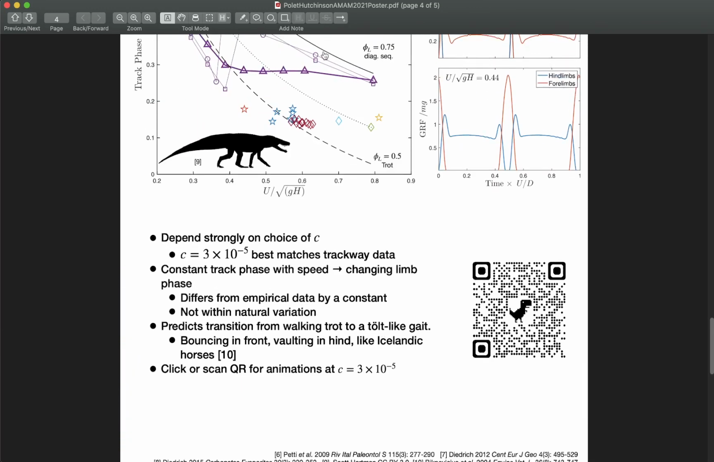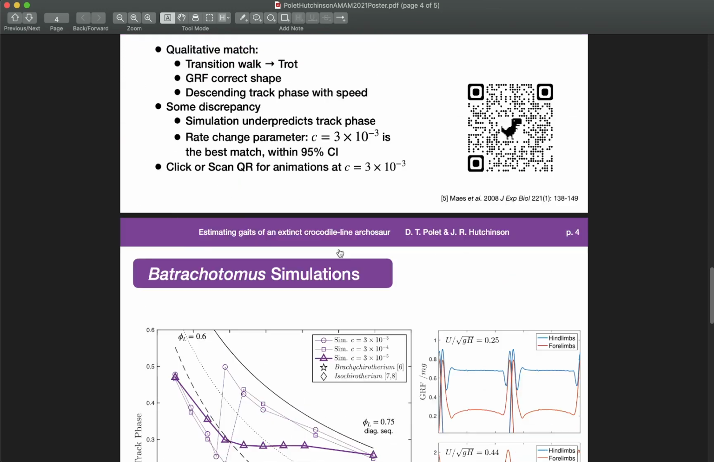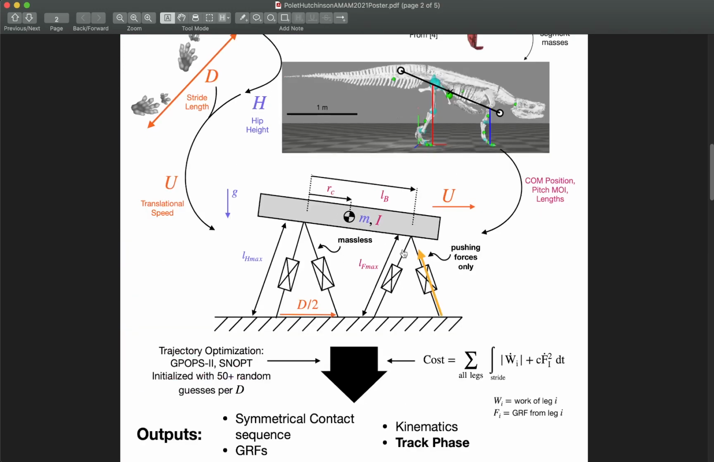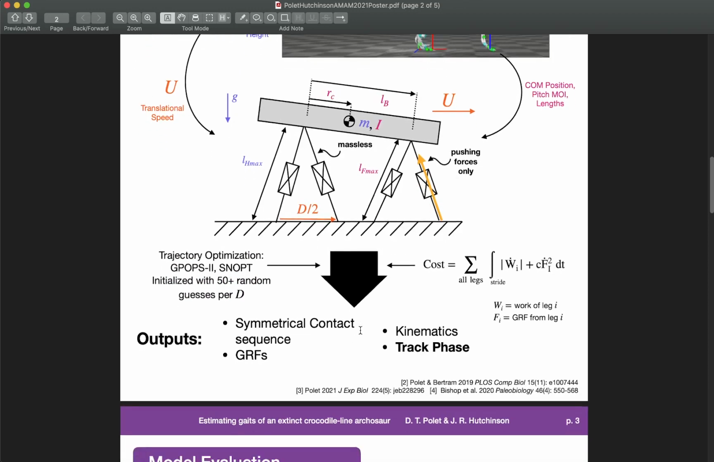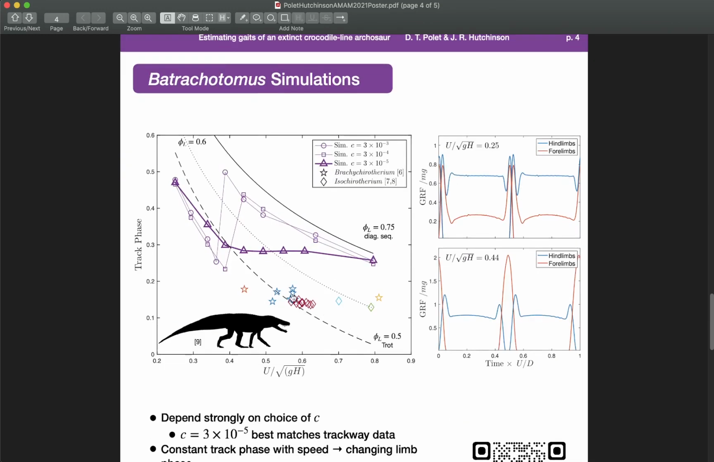In the future, we'd like to resolve this discrepancy between the predicted track phase and the empirical track phase. And one way we'll do that is by adding masses to these legs, as we think that that really affects the phase relationship of the limbs. And another thing that we'll do is a deeper dive in the literature to see if there's any data on trackways at a lower presumed speed, and whether the track phase actually increases with lower speed, which would match this sort of elbow behavior as we transition from a walk to a tolt.